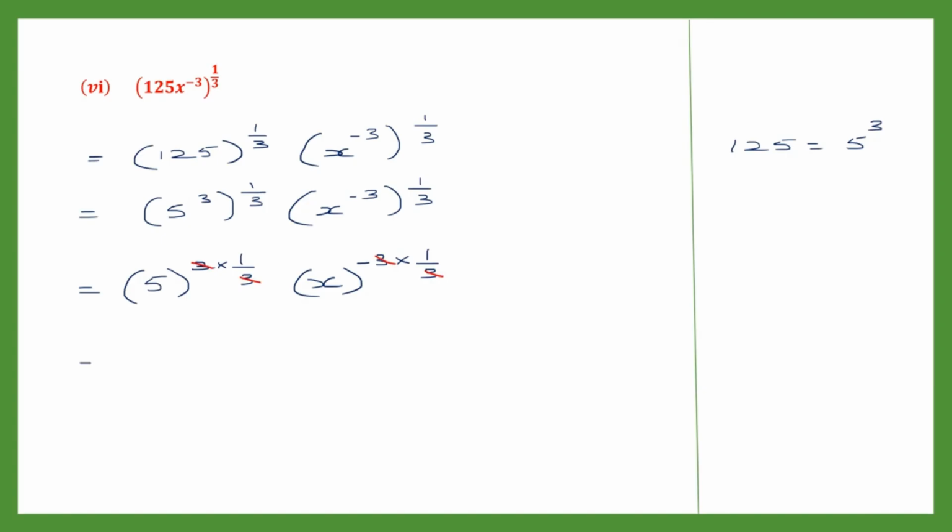So now what do we have? We have 5 to the power of 1 and x to the power of minus 1. So this will be 5 into, now x to the power of minus 1, we can write the reciprocal 1 by x and the power is positive. So 5 into 1 by x is 5 by x to the power of 1, which is x. So this is our final answer, 5 by x.